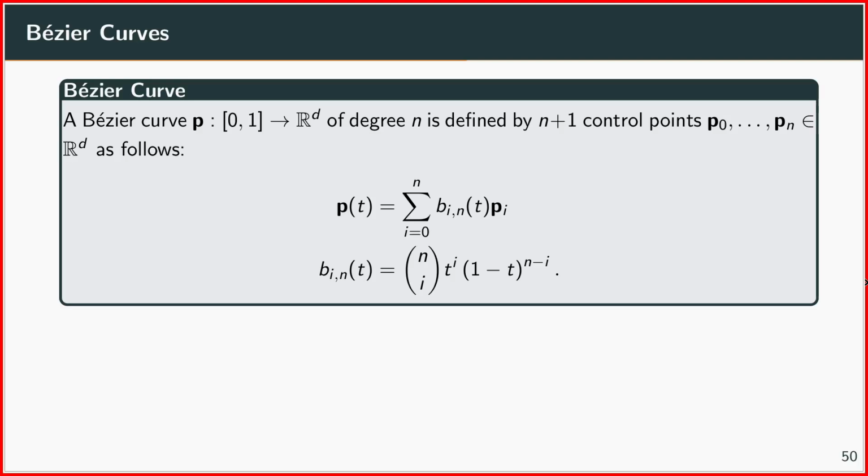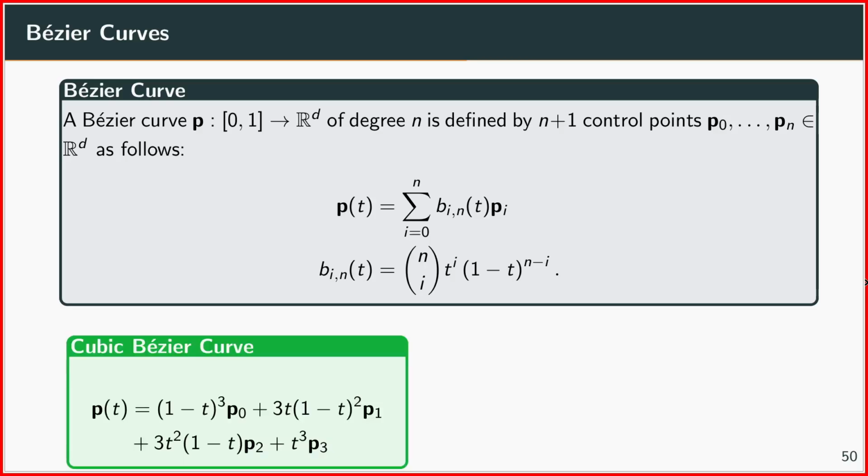So Bezier curves are defined very similarly to our basis splines, but in this case we have just a different basis function. Again we have a Bezier curve of degree n. It's defined by n+1 control points, and the definition is similar to the one which we already had for basis splines, but instead here we have this expression for the Bezier curve where you have n over i times t to the power of i times 1 minus t to the power of n minus i. And so this expression gives you the Bezier curves.